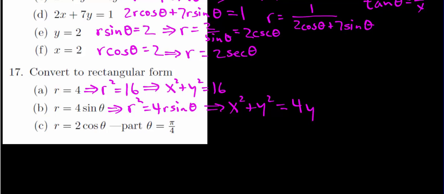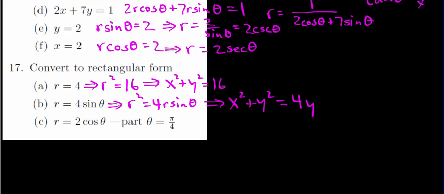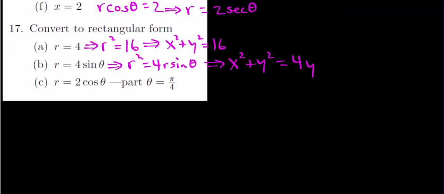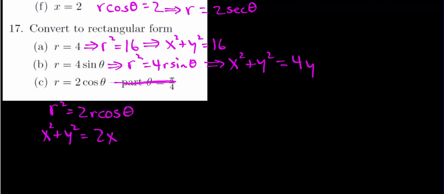Okay. Now, I don't know what happened here with part C. So I don't know what this business is about over here. But this one, we do the same thing. We have r squared equals 2r cosine theta. That means that x squared plus y squared equals 2x. Yeah, that's it.